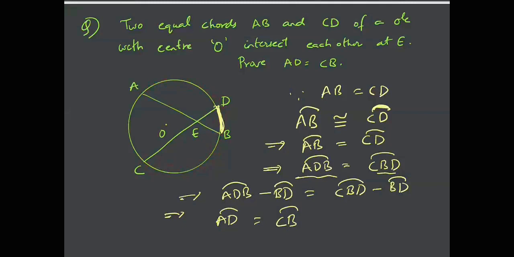Now since these two arcs have equal lengths, then these two chords will also have equal lengths. That is, chord length AD is equal to chord length CB. This is what we have proved. Fine. So copy it down quickly, then we'll move to the next one.